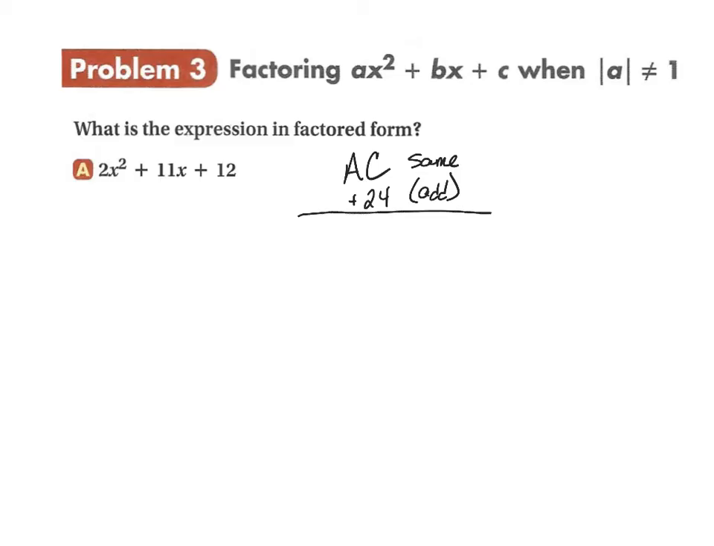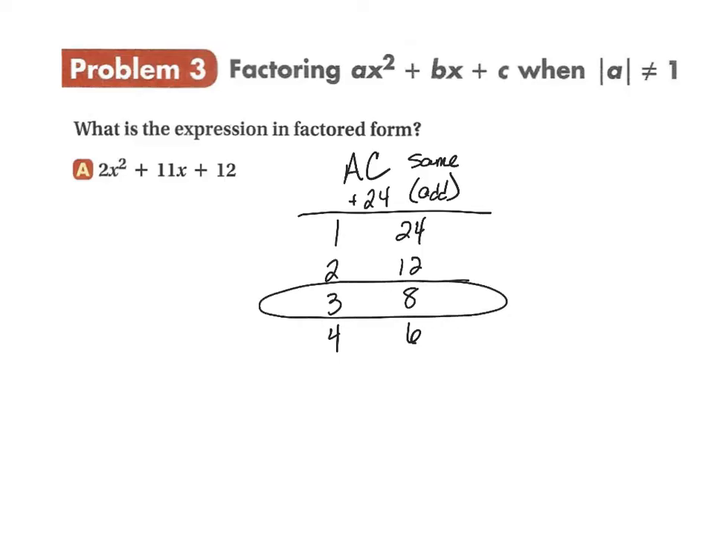All right, and then we put a line here, and then we just start listing all the ways to make 24. And I do 1 and 24, 2 and 12, 3 and 8, 4 and 6. All right, so I have the right sets of numbers. Now I got to make that middle term, the B. Well, this is what makes the middle term. But it needs to be an 11x. So I'm going to put an x with it here and an x with it here. And I have to make a positive 11, so these are going to be plus signs.